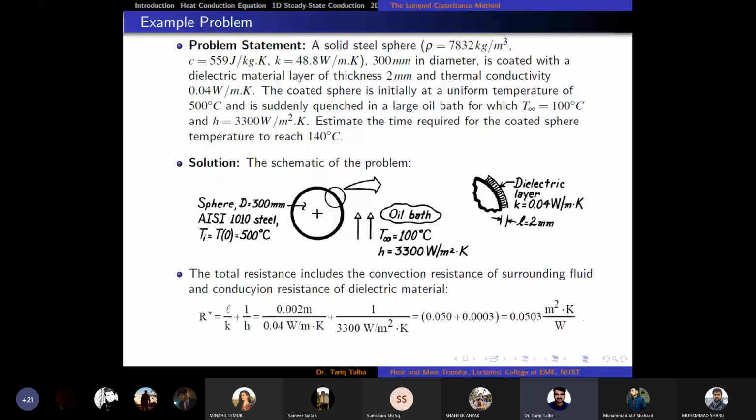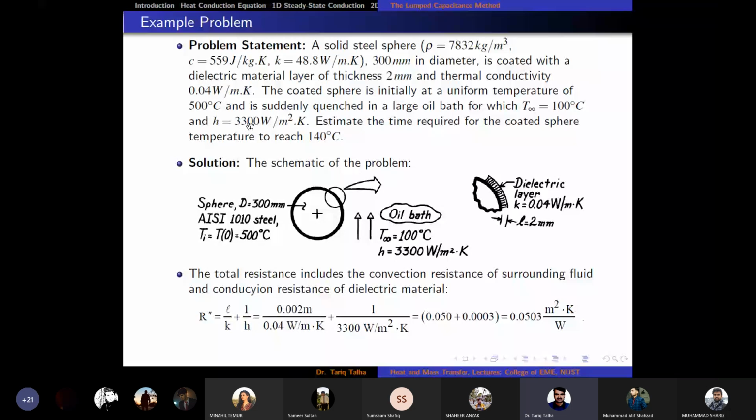First of all, we calculate the total resistance flux, that is equal to L upon k. Here L is the thickness of this dielectric material, which is 0.002, and k is the thermal conductivity of this material, which is equal to 0.04. Because we are talking about resistance flux, we have taken area here. Then we have 1 upon h. The h value is given as 3300 watt per meter square Kelvin.